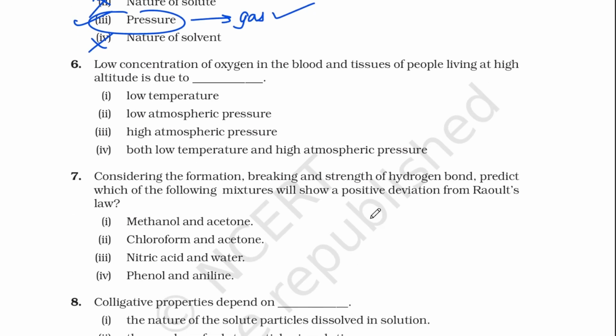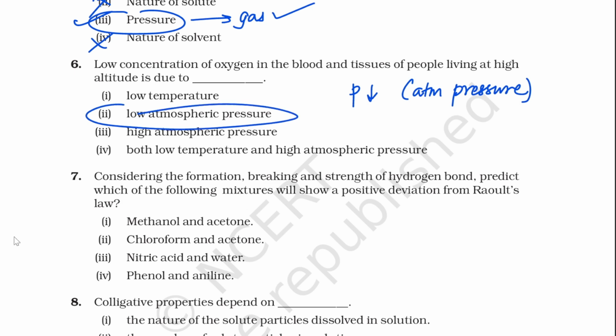Okay, next one. Low concentration of oxygen in the blood and tissues of people living at high altitude. Well, as you go higher up, what changes? Pressure falls. So if pressure is reduced, less gas can dissolve. What kind of pressure? I'm talking about atmospheric pressure. That's what is reducing. So I think it's just this. Low atmospheric pressure. But do you think temperature has to do anything with this? Well, you could argue that when you go to the mountains it gets cold, sure, but that's not what's being discussed here. Okay, the answer to this one is just atmospheric pressure, low atmospheric pressure.